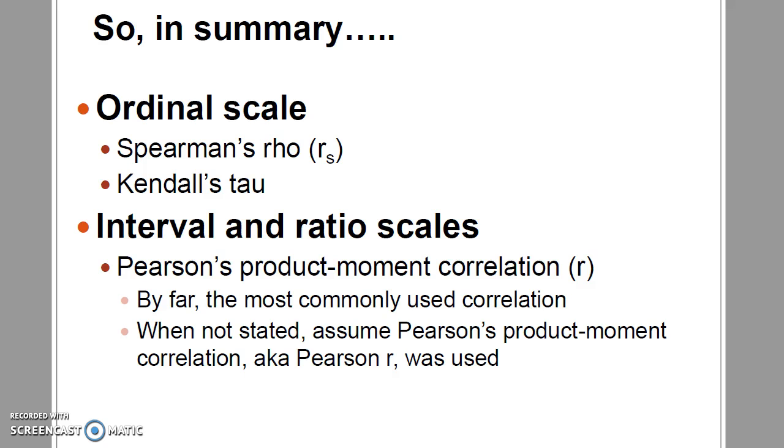So in summary, for your ordinal scale, you have Spearman's and Kendall's tau, but for your interval and ratio scale, you have Pearson's product moment correlation. This is the most important one and it's the most commonly used correlation.